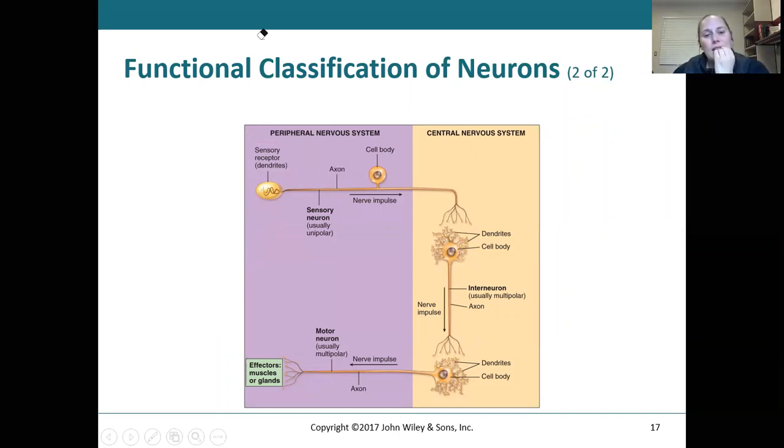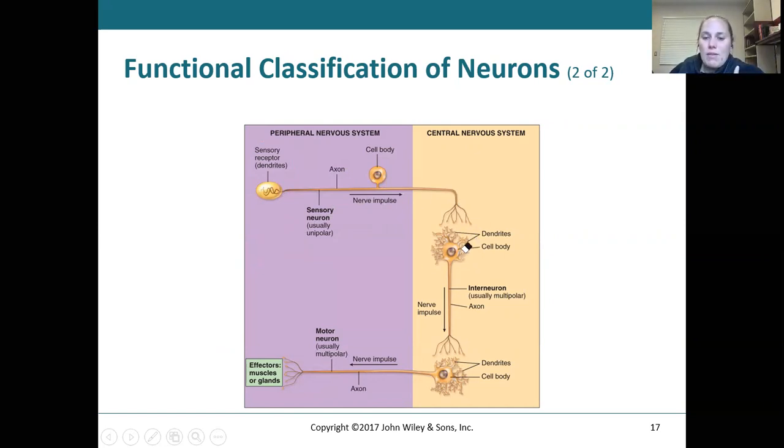So if you have, let's say, a receptor in your mouth that finds sweetness, and you eat something sweet, it's going to activate that sensory neuron. Again, this is usually a unipolar neuron. It's going to go from that nerve body. You have enough sweetness in your mouth that it's going to be sent to your brain in the central nervous system.